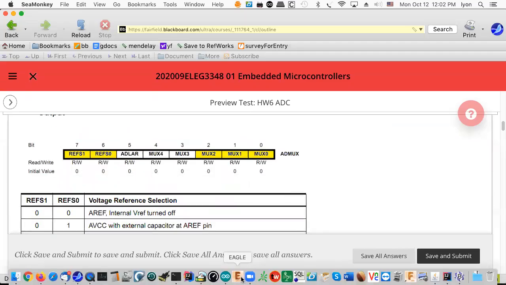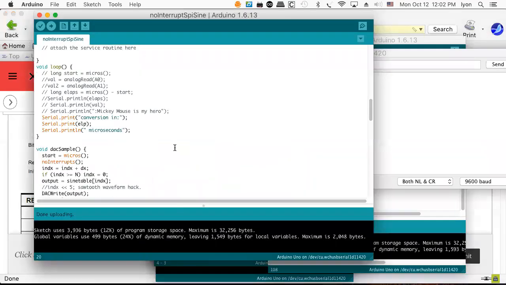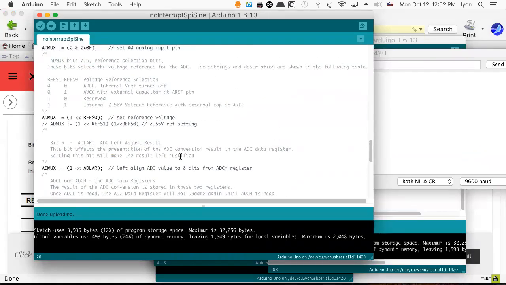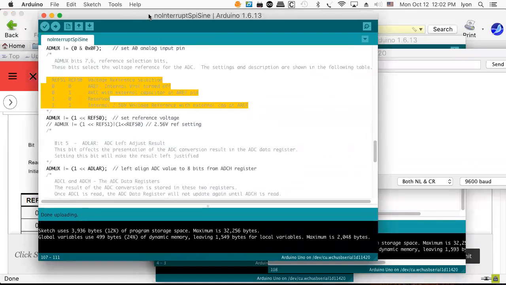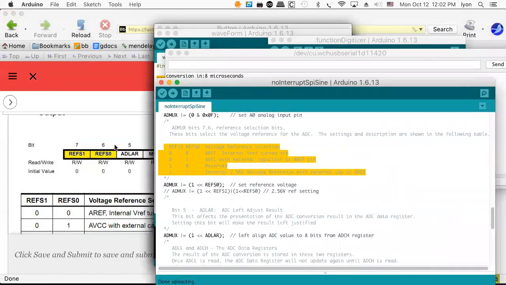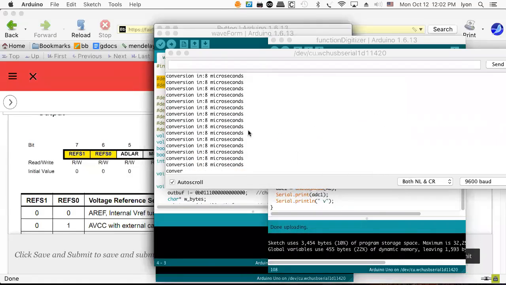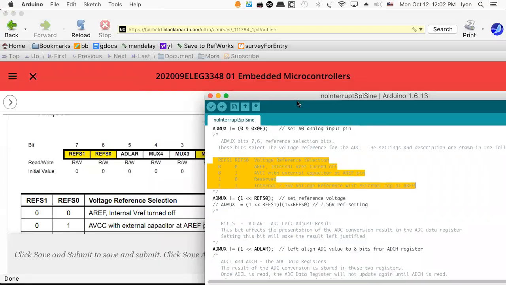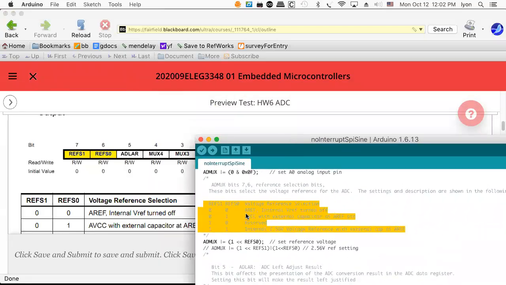So let's take a look at the code now and see if we can relate it to the refs. Somewhere in here we're going to find the REFS 0, 1, 2, and 3 in binary. Now let's see if we can get both of these things up at the same time. So here you have 0, 0, AREF, internal Vref is off. They're using the external analog reference. So you can supply a separate reference to the Arduino Uno and use that.